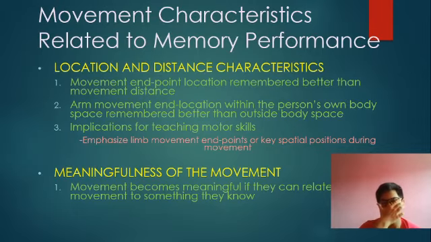Then the second one is arm movement and location within the person's own body space are remembered better than outside body space. So the location of arm movement and the end location within the person's own body space is often remembered better than outside the body space, because the memory of the arm movement of the person itself can be easily remembered.